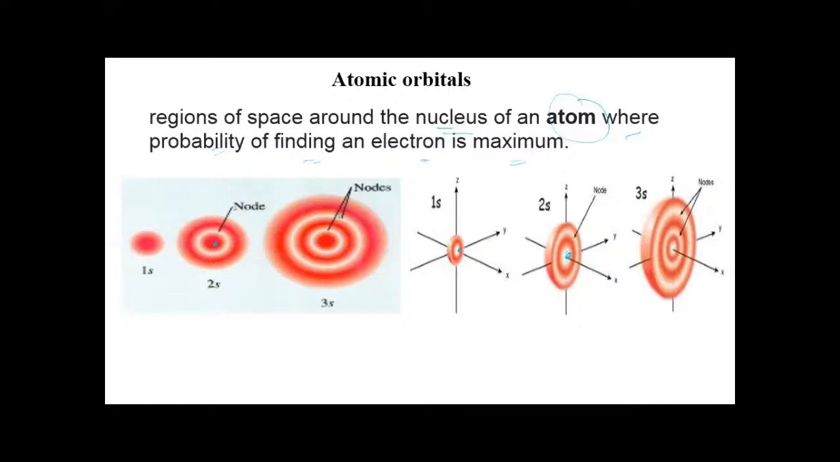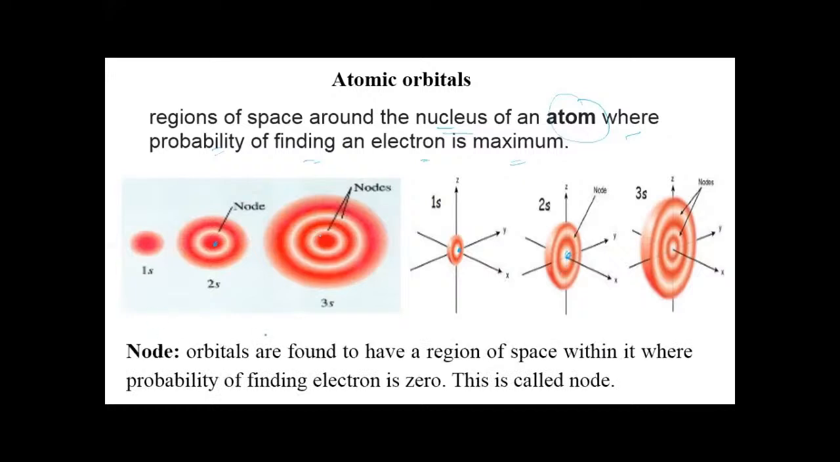So it is a node, an area of space around the nucleus where the probability of finding an electron is 0. Or we can simply say orbitals are found to have a region of space within them where the probability of finding an electron is 0. This is called a node. So at a node the probability of finding an electron is 0.